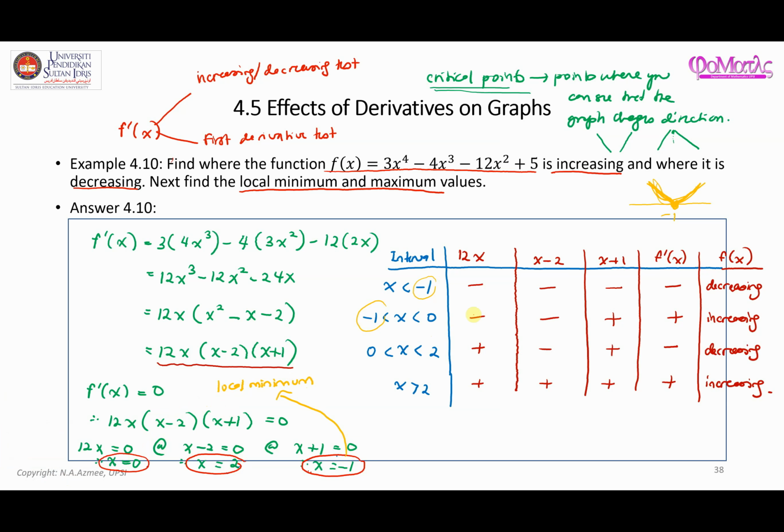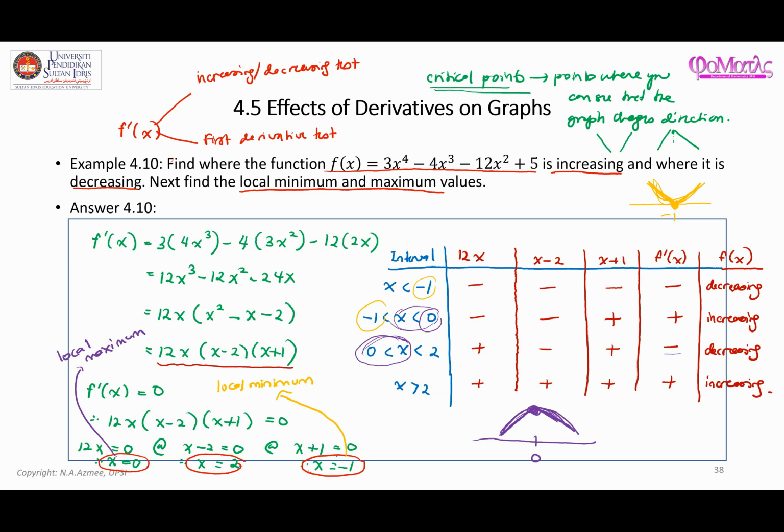Now, when x is 0, I'm going to just sketch it roughly. When x is less than 0, f prime x is positive. That means the slope is positive, so it is like this. After x greater than 0, the slope is negative, so it's going like this. So therefore you can see that this is a local maximum.